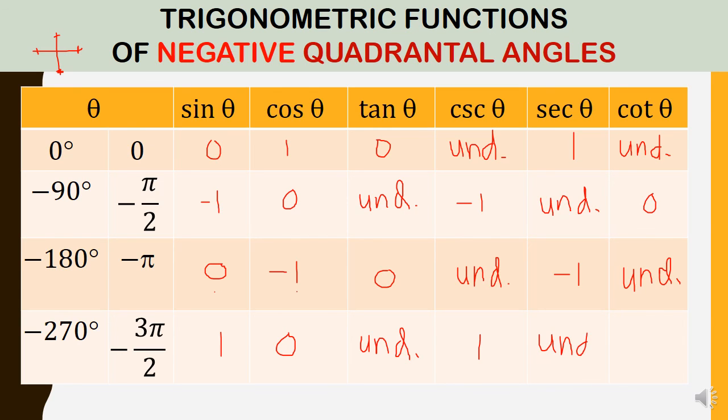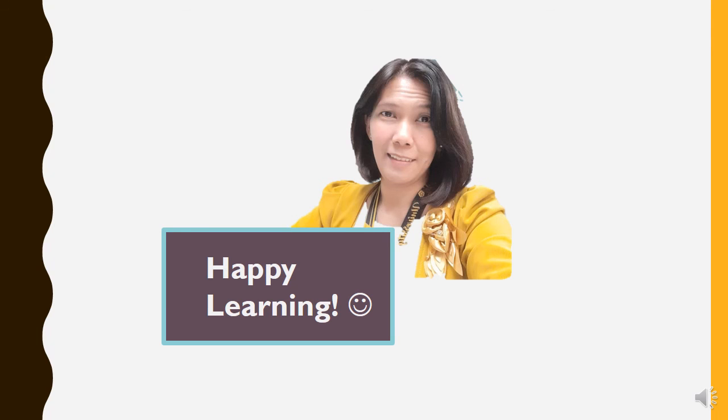Para din tong alternating na number, undefined, number, undefined, number, undefined. Okay? As long as mga consecutive yung quadrantal angles we're considering, parang increment nila is 90 degrees or negative 90 degrees. So, ang cotangent naman natin, undefined, 0, undefined. Is it really 0? Let's see. This is cosine over sine. So, 0 over 1, it's indeed 0. Okay? So, that's it for the negative quadrantal angle. That's all for today. Happy learning!